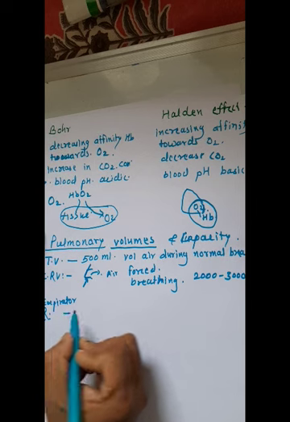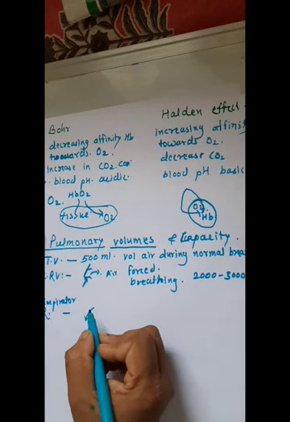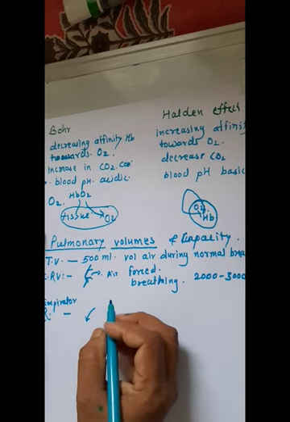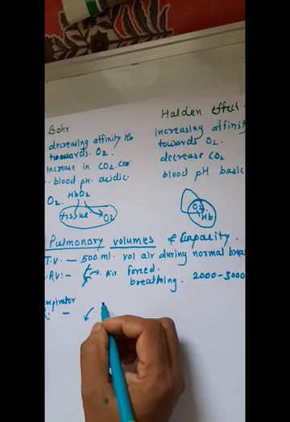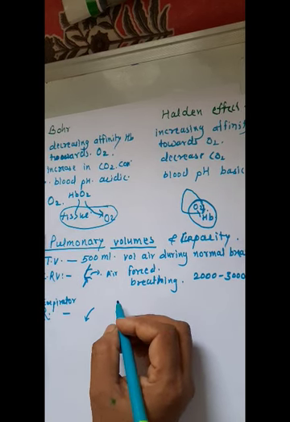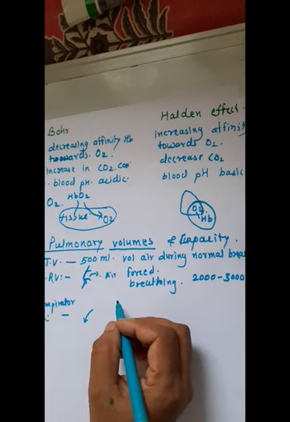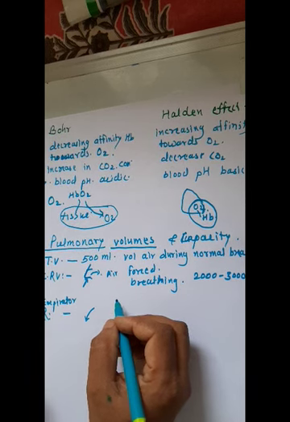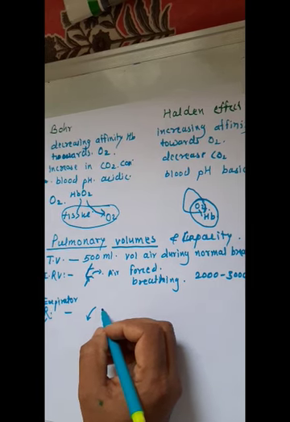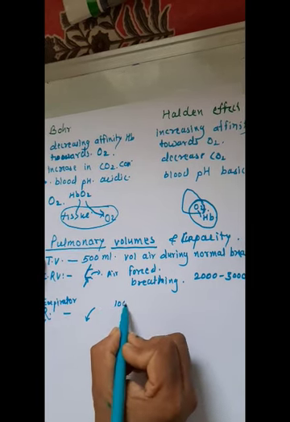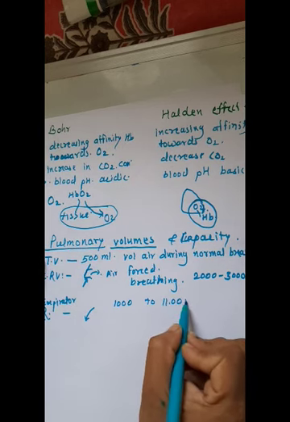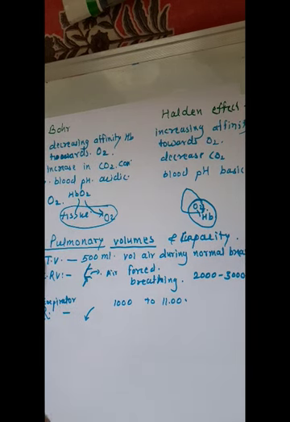Then expiratory reserve volume. That is the volume of air which is breathed out or expired during forced breathing. After the normal expiration, the volume of air which is forced outside is called the expiratory reserve volume, and it is near about 1000 to 1100 ml.